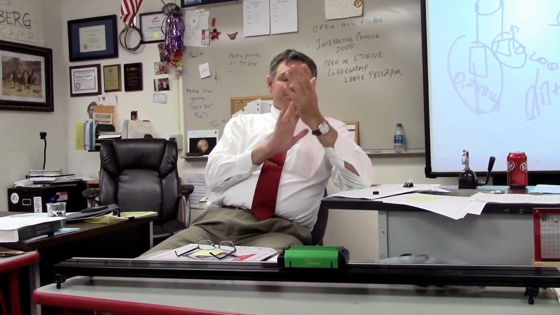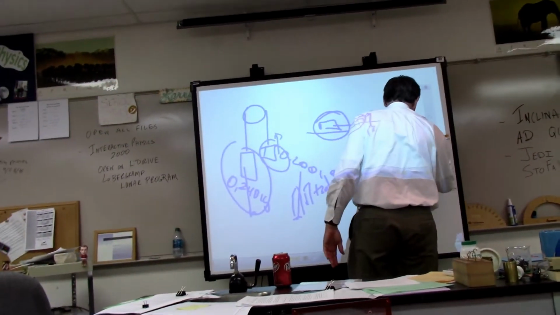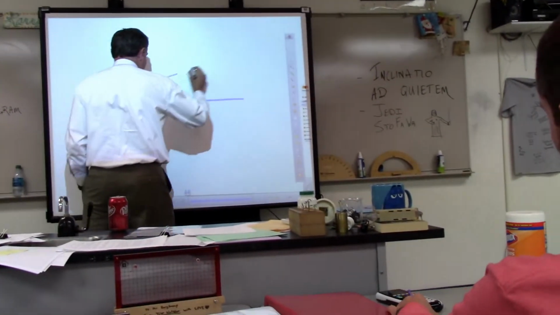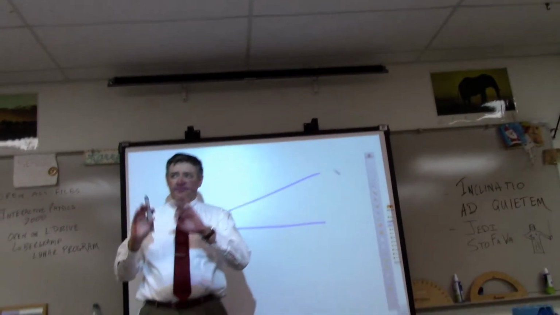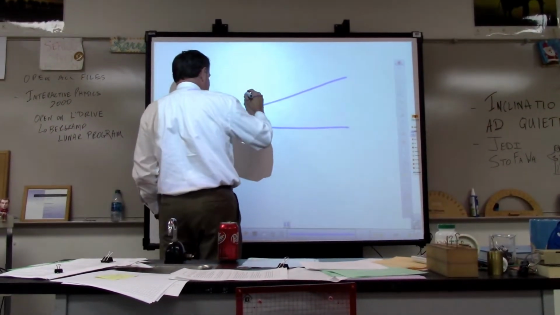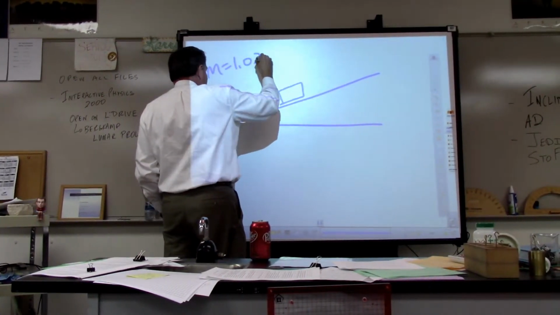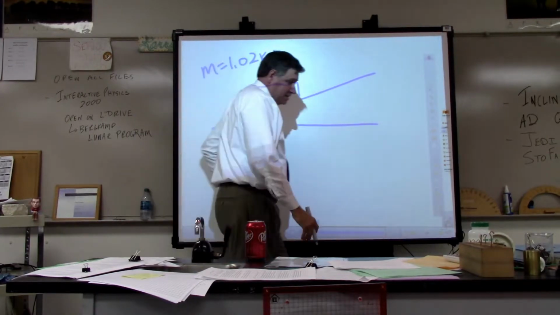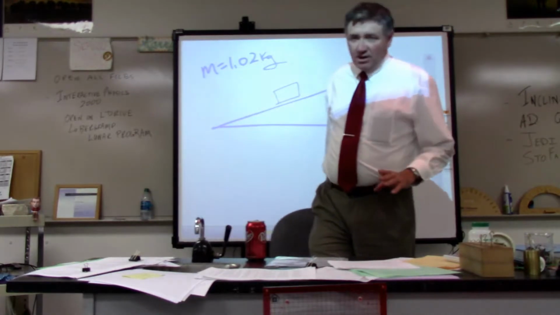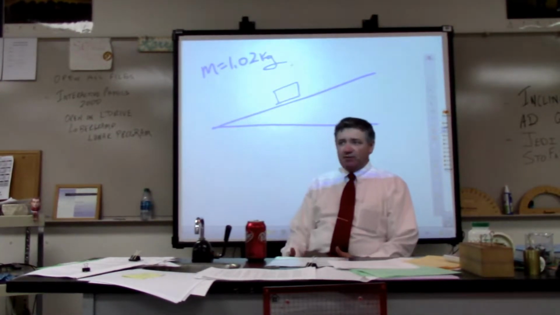Okay. So when you look at inclined planes, there's always three forces that you have to worry about. There are always three forces you have to worry about, no matter what. So let's say that we've got a block with a mass of 1.02 kilograms. Now, no matter what, you always start with the gravitational force created by the Earth.